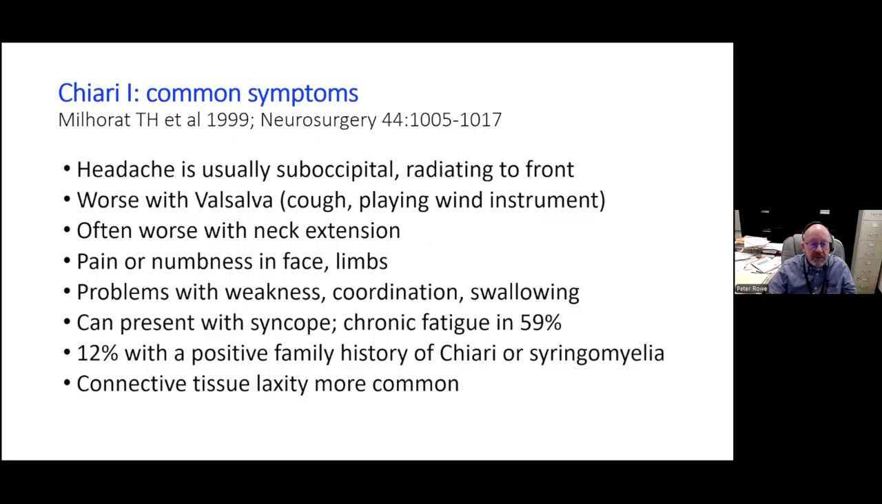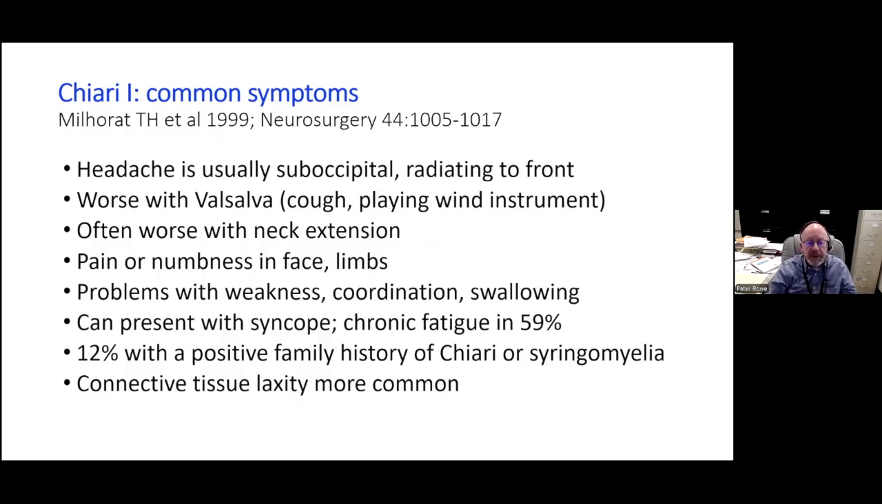described a huge series of patients in 1999, and the headache in Chiari malformation is usually suboccipital, at the back of the head. It can radiate to the front, and it's worse with any straining, like a cough or playing a wind instrument or straining on the toilet. And it can get worse with neck extension, such as looking up.